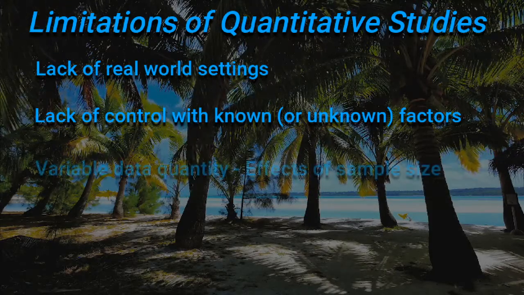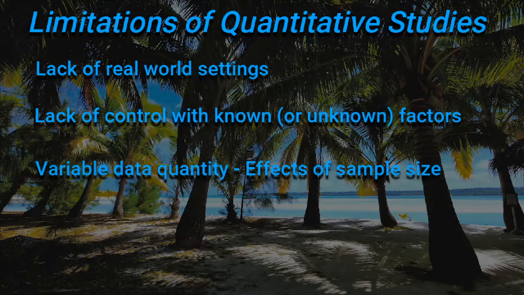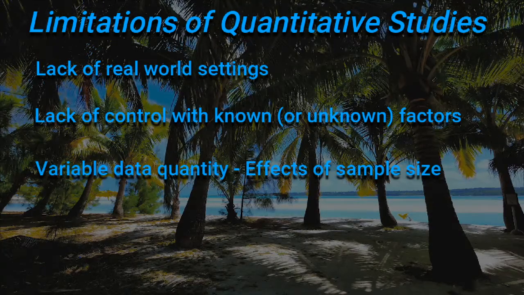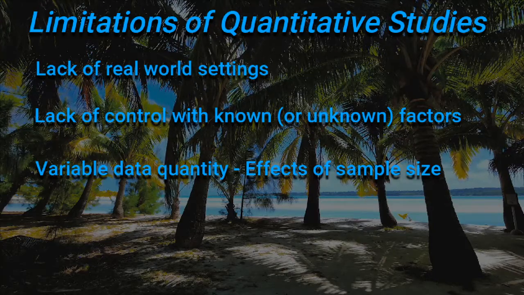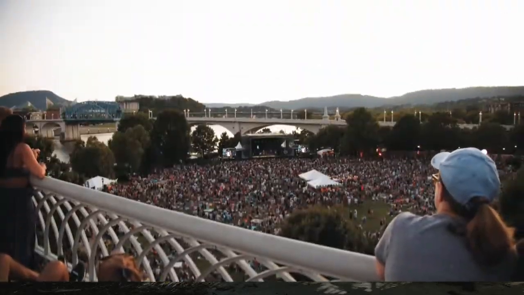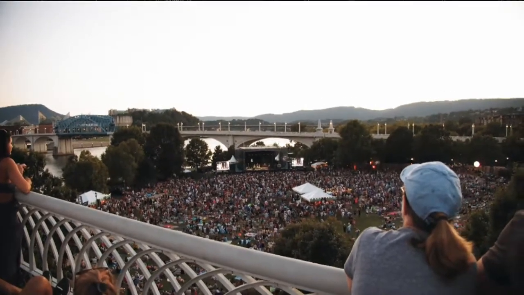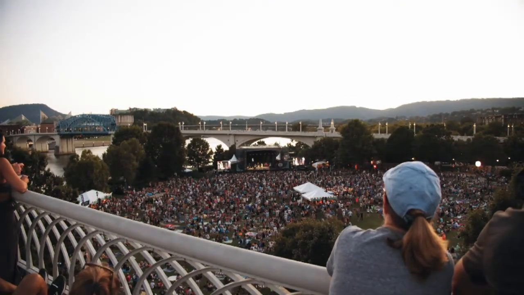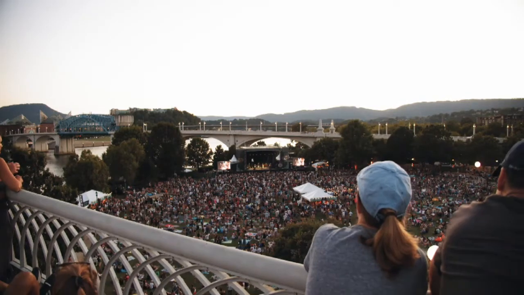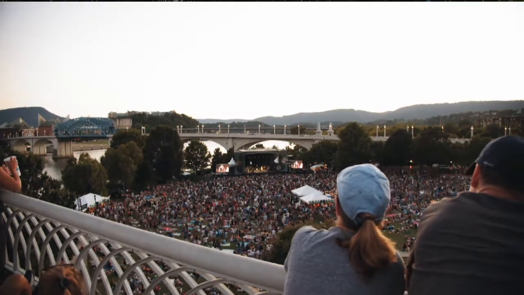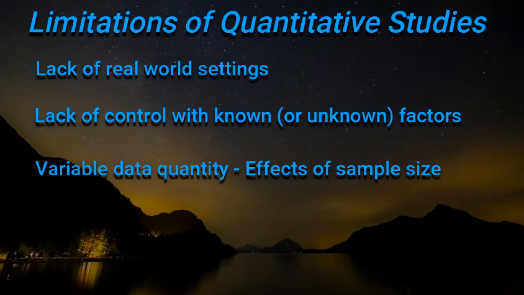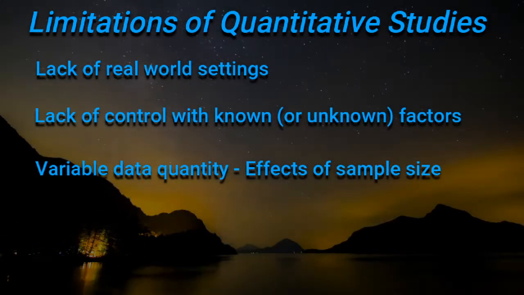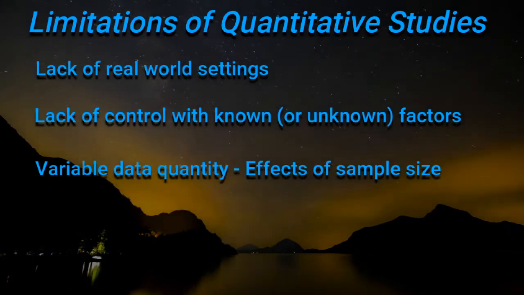Another consideration or limitation you may consider is variable data quantity. So this basically means the studies typically require a greater amount of sample sizes or more participants, typically the people who are involved with the study. So the more people you get, the more generalizable your study is, and the issue is if your study is lacking in participants, then the generalizability and the accuracy of your results may not be great.